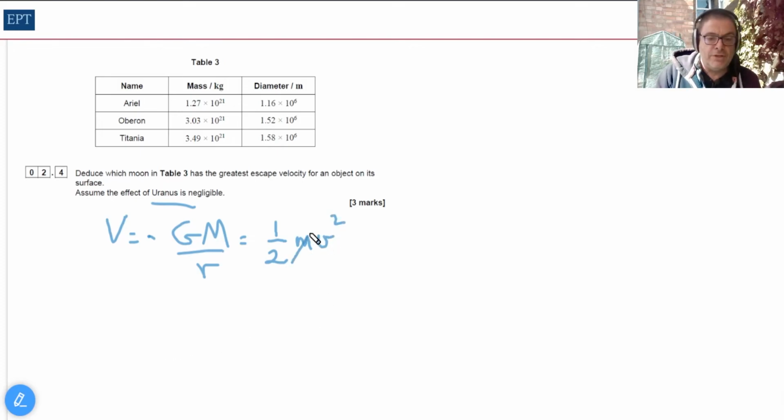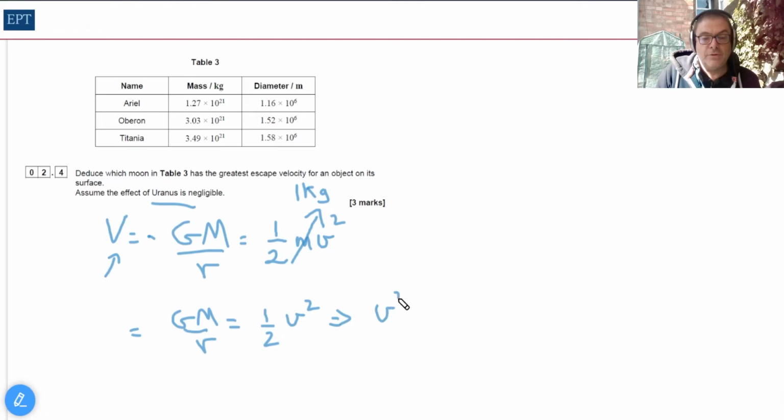So this is worth pointing out straight away. This is for 1 kilogram because V, the potential, is per unit mass, or 1 kilogram. Therefore we can say GM over r equals a half v squared, and so the escape velocity squared is going to be 2GM over r, and so the escape velocity v is simply the square root of 2GM over r.